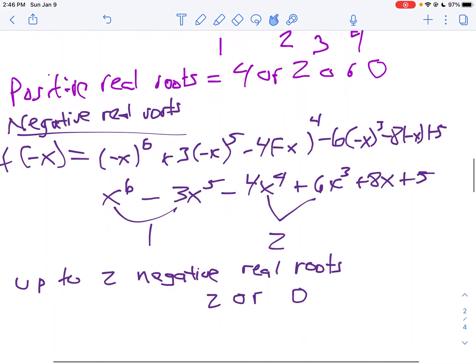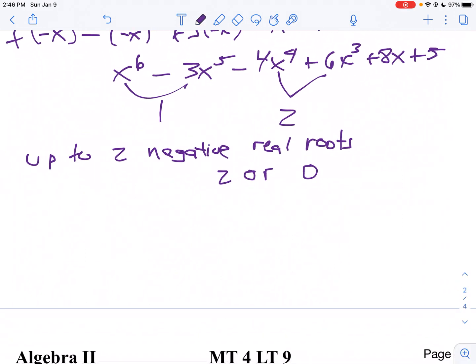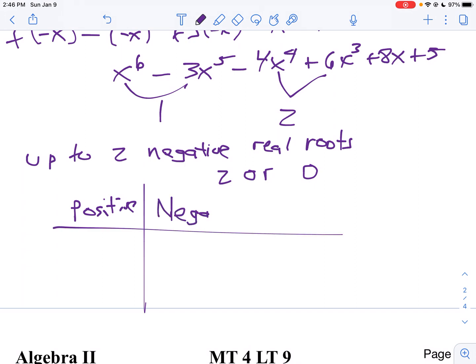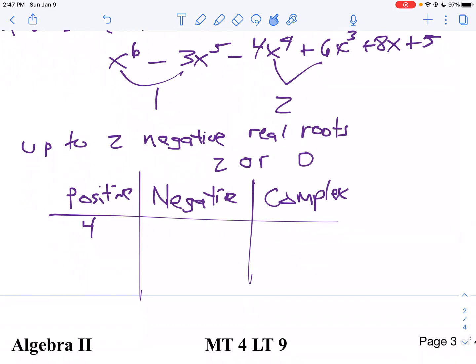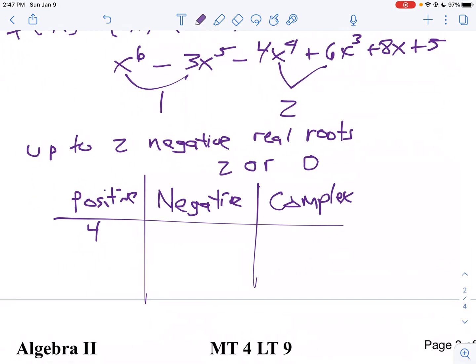Now let's make a table for the nature of our roots. So what I'm going to have here is positive, negative, and complex roots. So if I have 4 positive real roots, notice I have a total of 6 roots. And let's say I don't have any negative roots. That means that 2 of those would be complex. If I have 4 positive roots, I could have 2 negatives, then I won't have any complex, would I?